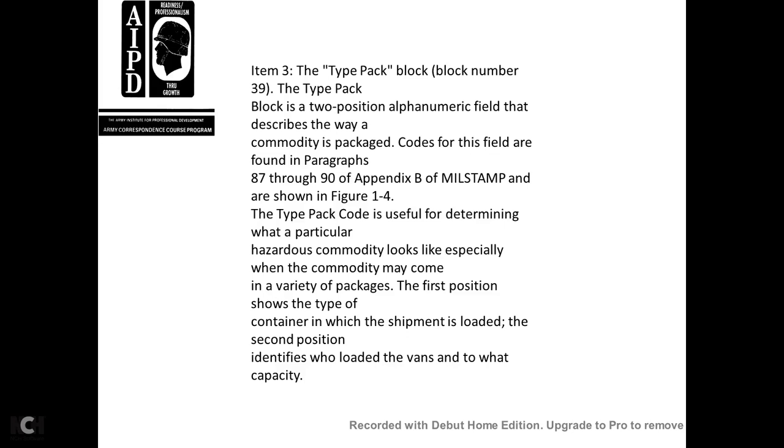The type pack code is used to determine the particular hazard the commodity presents, especially for commodities that come in a variety of packages. The first position shows the type of container with the shipment load, but the second position identifies the load capacity.